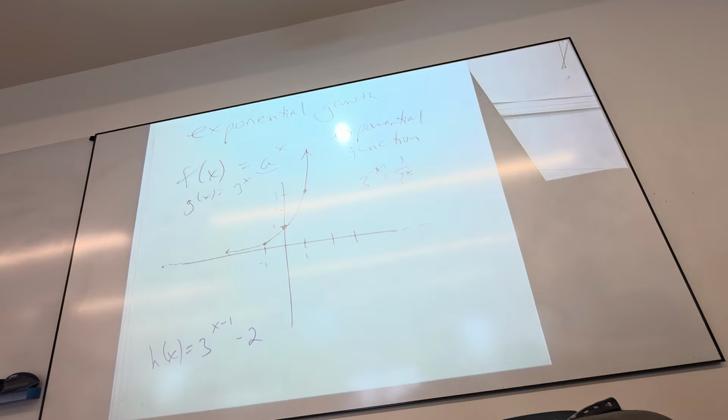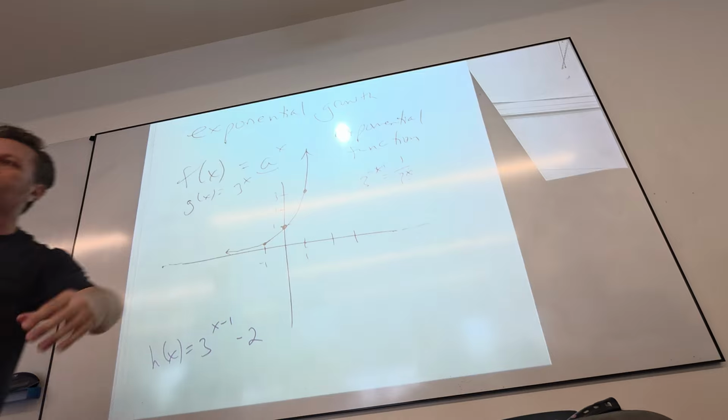I need you to understand what's happening right now. We got a brand new function, just out of nowhere. We've never done transformations of this. The idea of transformations does not care what function you're working with. It works with every function in the exact same way. That is remarkable. So if I put x minus 1 wherever the x was, I don't care what the function is, it's going to go right 1. And if I put a minus 2 after it, it's going to go down 2.